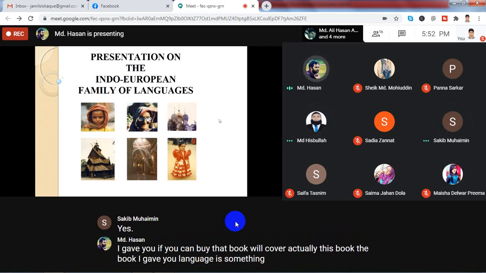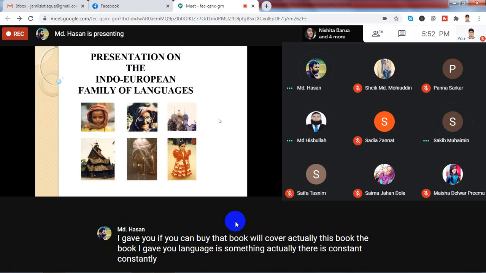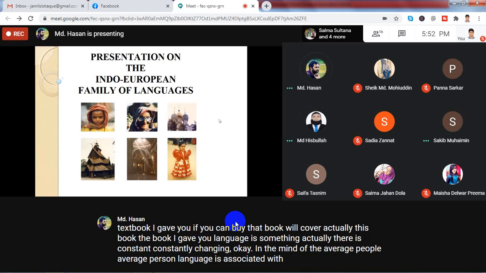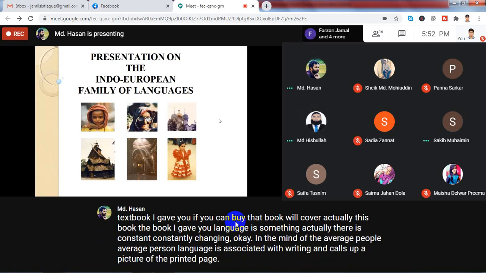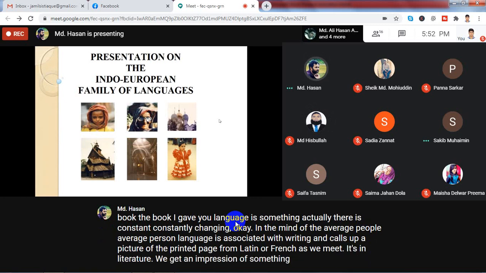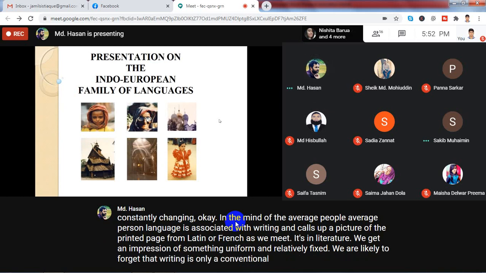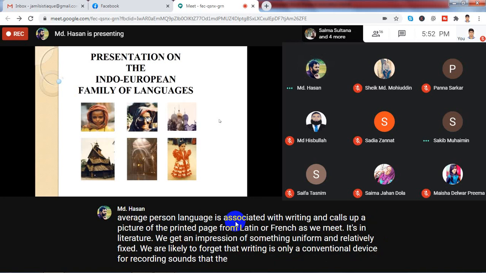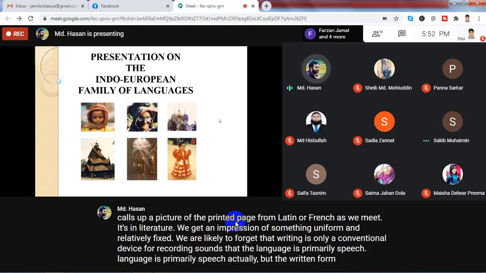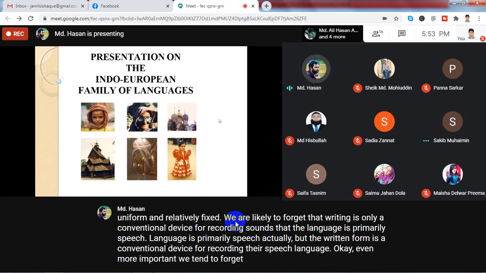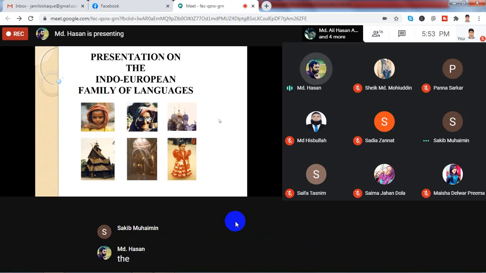Language is something that is constantly changing. In the mind of the average person, language is associated with writing and calls up a picture of the printed page. From Latin or French, as we meet it in literature, we get an impression of something uniform and relatively fixed. We are likely to forget that writing is only a conventional device for recording sounds, that language is primarily speech. Language is primarily speech, but the written form is a conventional device for recording speech.